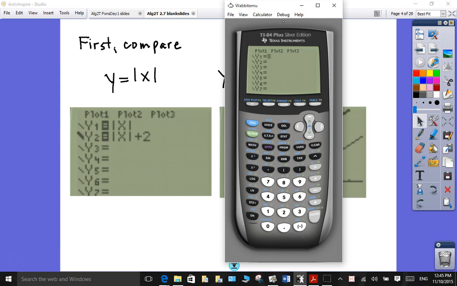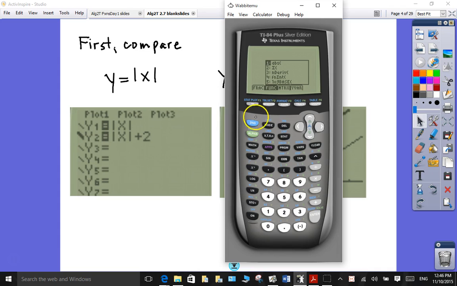First is, on the first line, I've got the parent function, absolute value of x. Where do you find absolute value? There's at least 3 different ways you can get to absolute value. One of them, hit the math key, and then arrow over to num, and it's the first option. So math num 1. Another way that you'll probably find yourself using is you go alpha, the green key, and then you hit window, and it brings up 5 functions. The first one is absolute value. So alpha window 1, that'll get it for you.